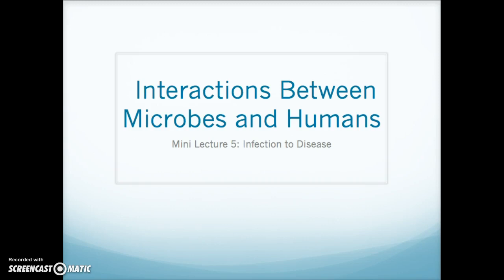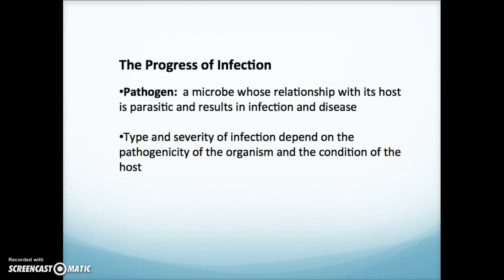So as we start talking about your pet microbe, or microbes becoming pathogens, I wanted to go into what an infection and then disease looks like. In the progress of an infection, we need to have some vocabulary down. A pathogen is a microbe whose relationship with its host, in the case of what we're studying, the human, is parasitic and results in infection and disease.